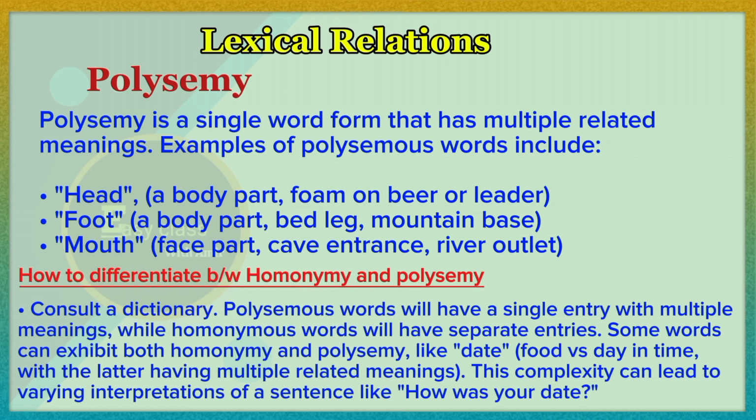To distinguish between polysemy and homonymy, one can consult a dictionary. Polysemous words will have a single entry with multiple meanings, while homonymous words will have separate entries. Some words can exhibit both homonymy and polysemy, like date, food vs. point in time, with the latter having multiple related meanings. This complexity can lead to varying interpretations of a sentence like, "How was your date?"